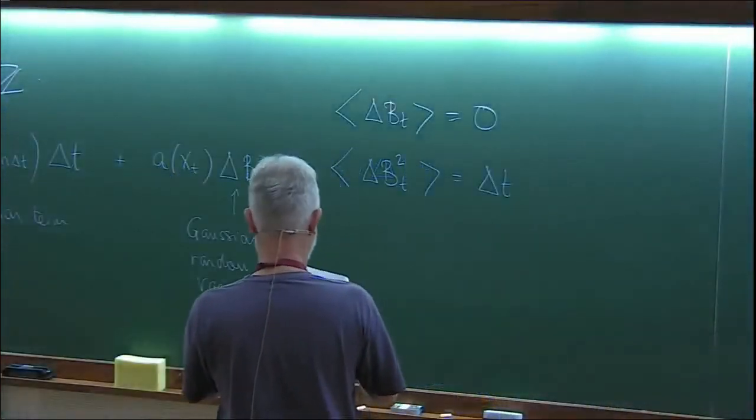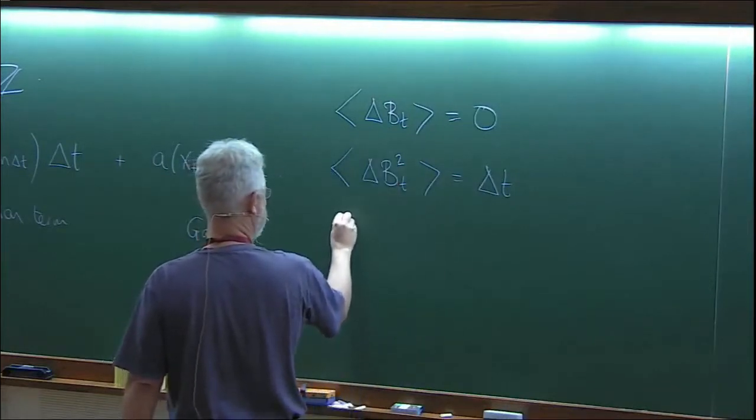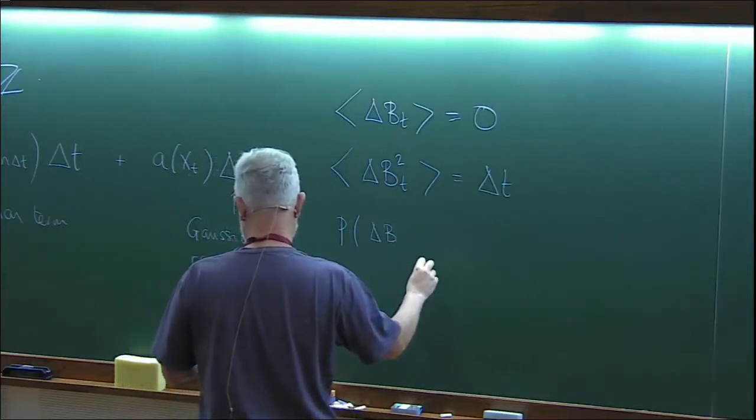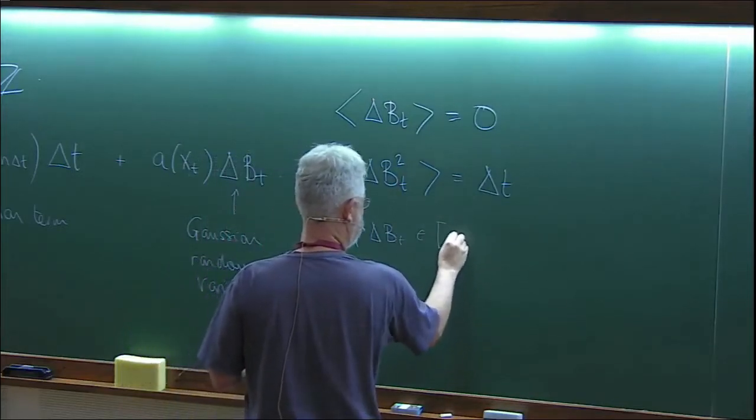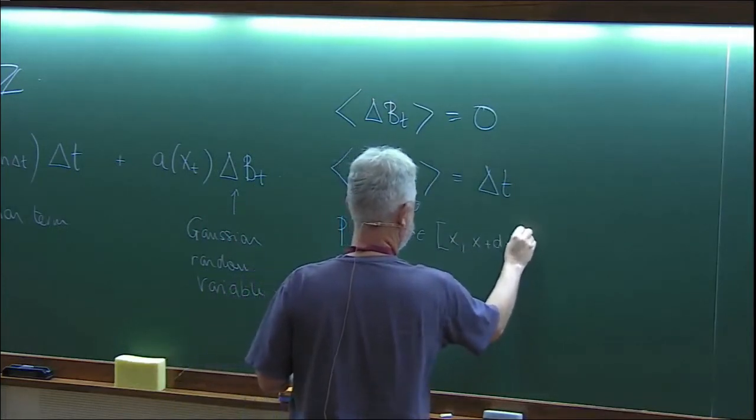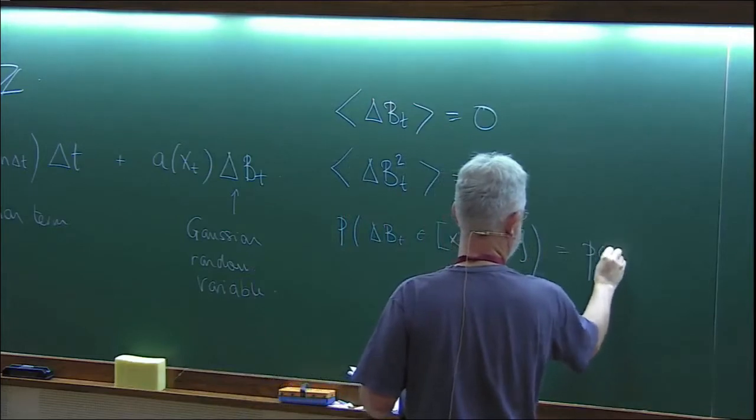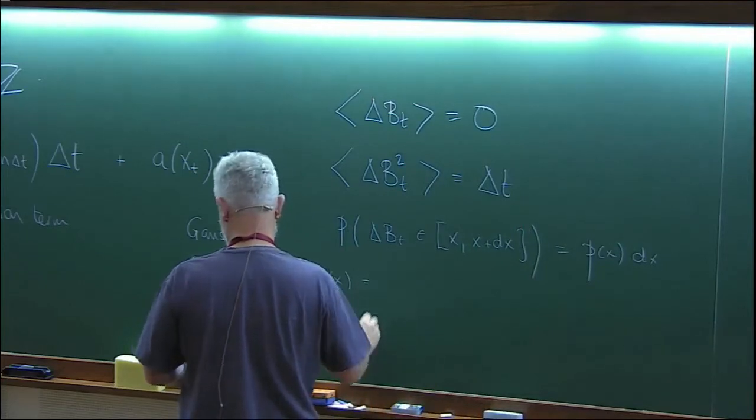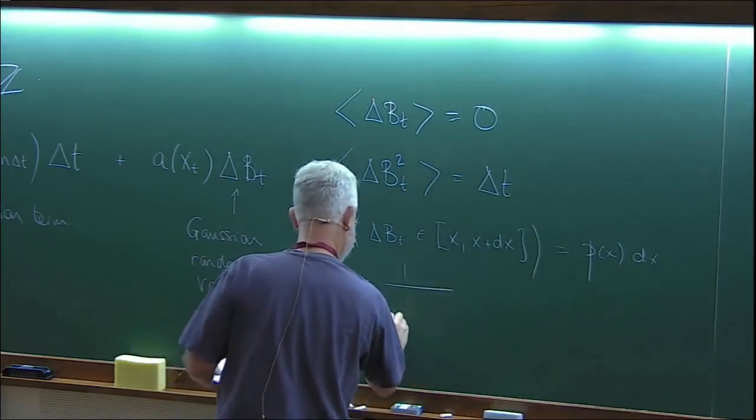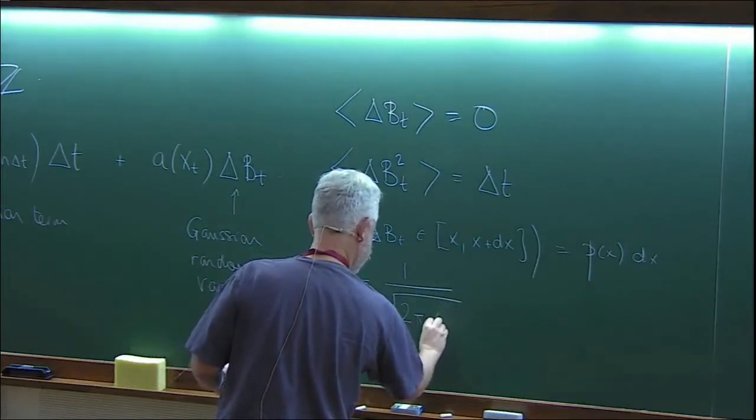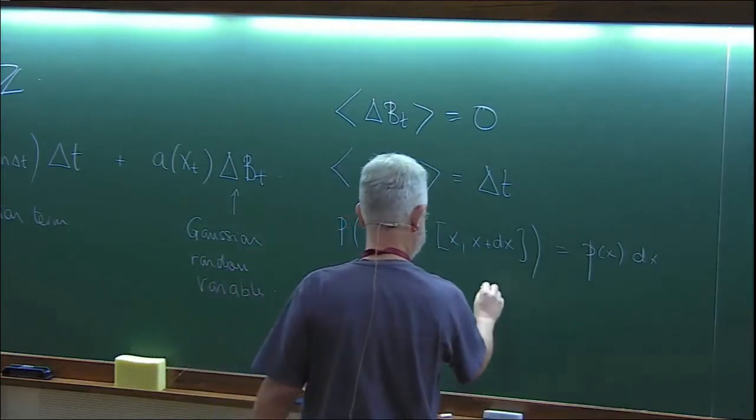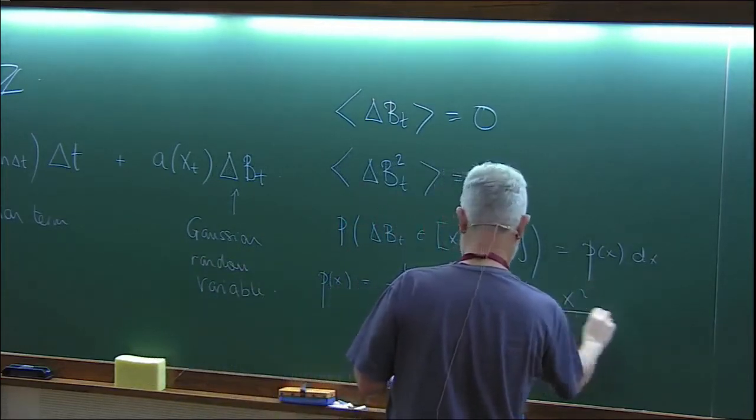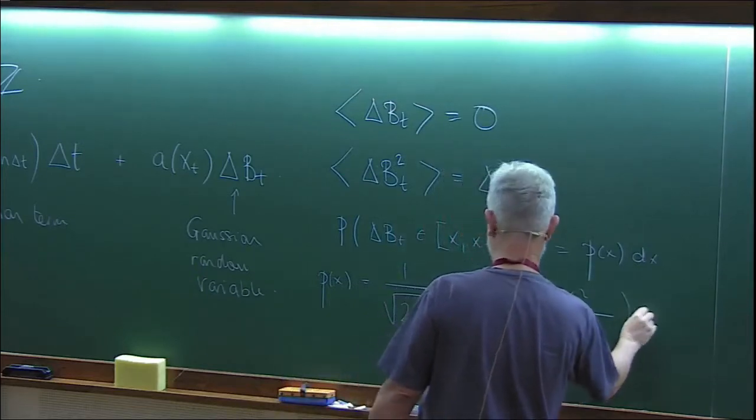So if you want to write down the probability distribution for this object here, the probability that delta b is between x and x plus dx, that's equal to p of x dx, where p of x is, the standard formula for Gaussian random variables, so you have delta t as the variance, I have exponential minus x squared over 2 delta t. So it looks like this.